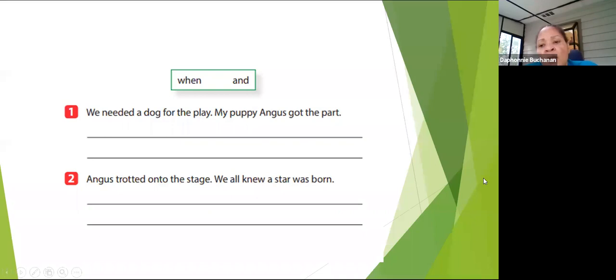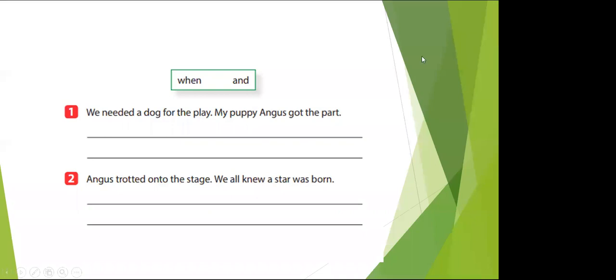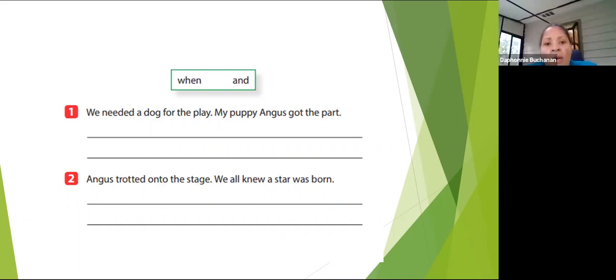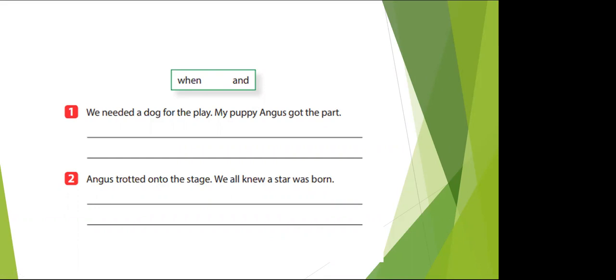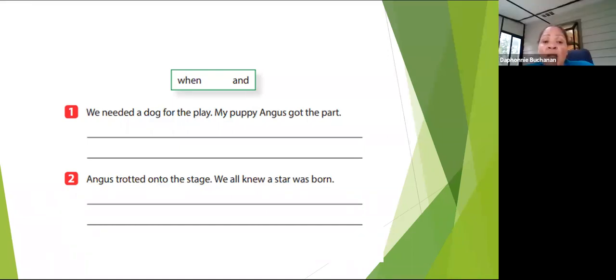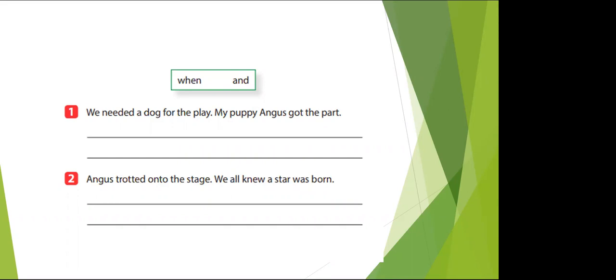Can anybody tell me what we did with that sentence there? Added "and." Where do we put it? "When needed a dog for the play, and my puppy Angus got the part." Okay. Can anybody tell me how we can use "when"? "My puppy Angus got the part when we needed a dog for the play." Does that sound smooth? No, kind of. So can we say, "When we needed a dog for the play, comma, my puppy Angus got the part?"